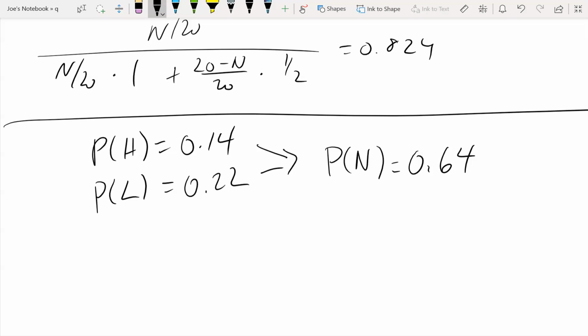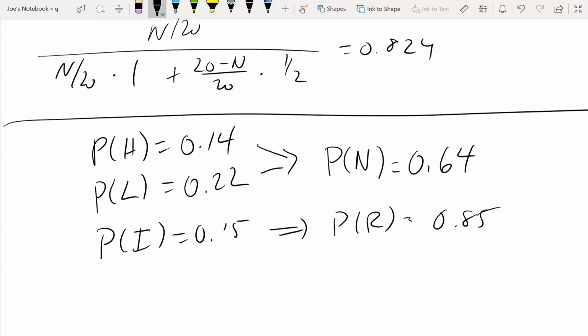Now this one's a little bit more. Probability that you have an irregular heartbeat is 0.15. This tells us the probability of a regular heartbeat is 0.85. Because I know that irregular and regular are complements of each other.